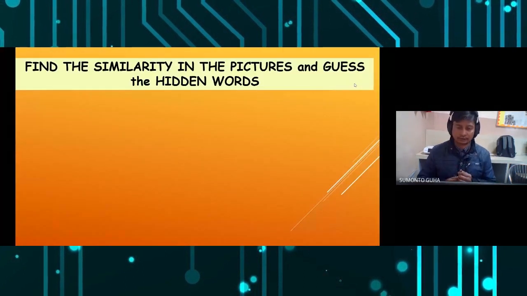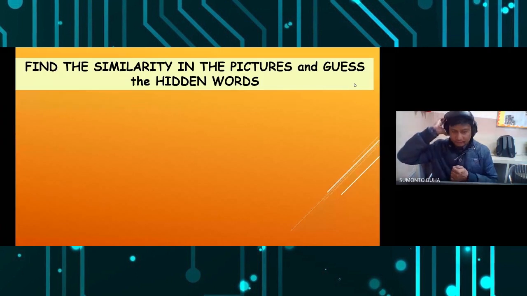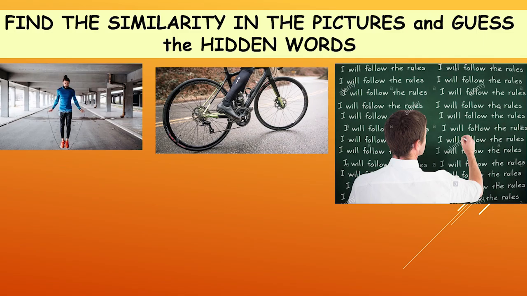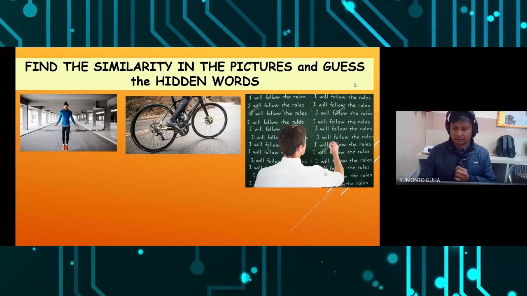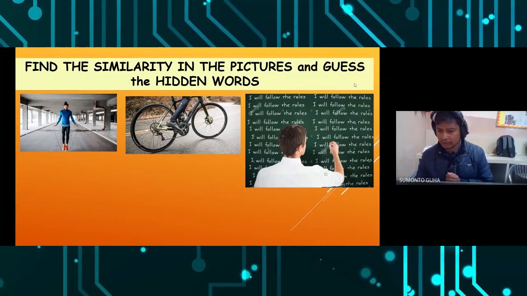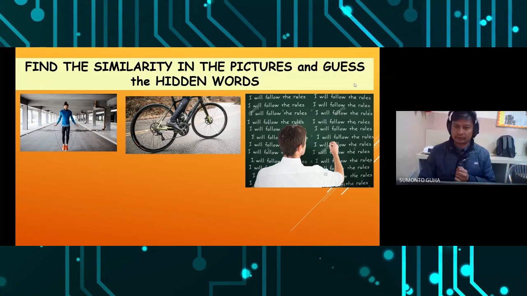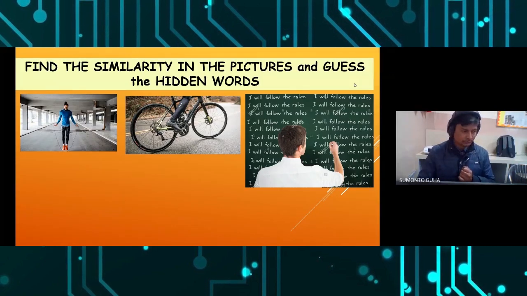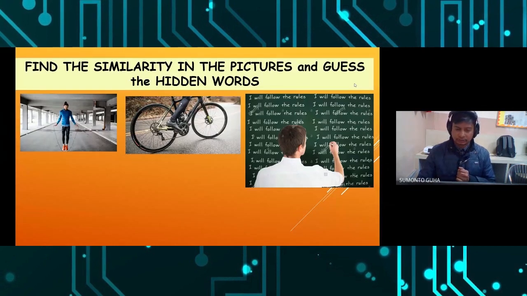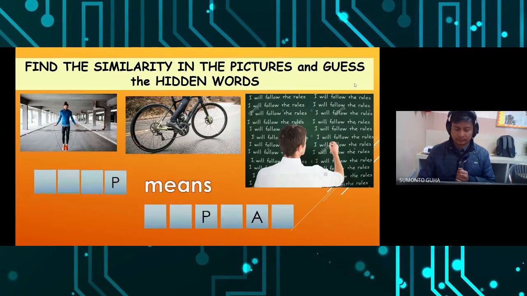Okay, now another puzzle is coming. Find the similarity in the pictures and guess the hidden words. I'll first show you 3 pictures. In the first picture, one person is skipping, another is cycling, and the third, a student, has been assigned a punishment of writing, I will follow the rules. There is some similarity between these 3 pictures, and with the help of this similarity you have to identify the hidden word. You can write the answer in the chat box.